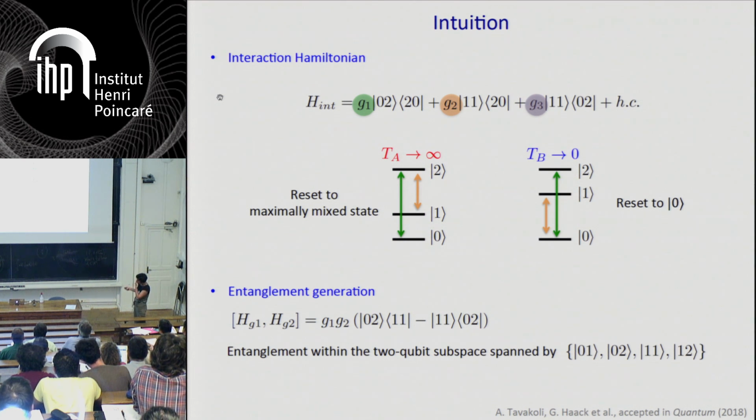You can also see that because if you just consider the first two terms and compute the commutator, you see that your unitary evolution will generate some coherences in the subspace, in the 2-qubit subspace that we are interested in. So this is why we can generate entanglement.